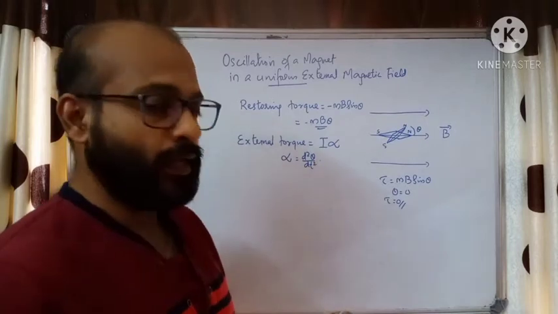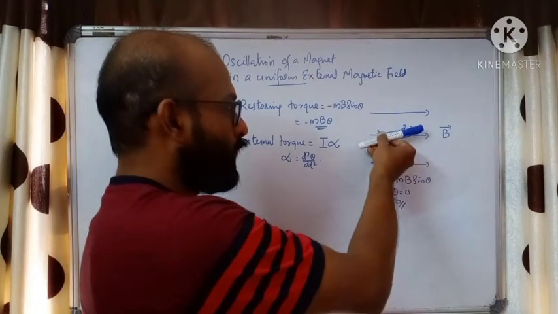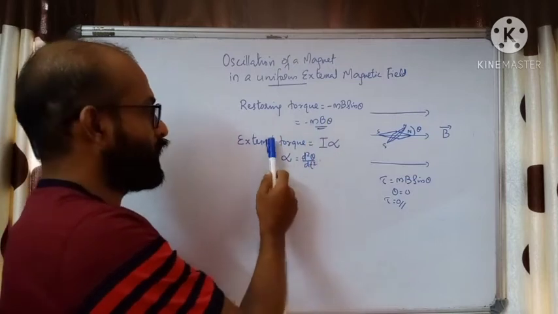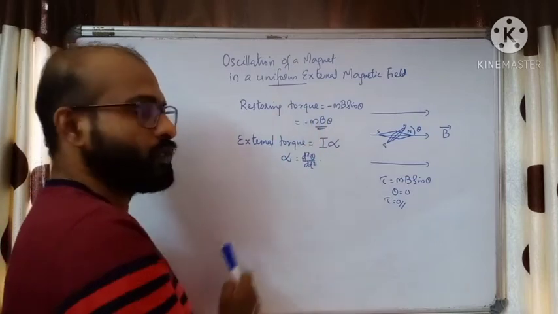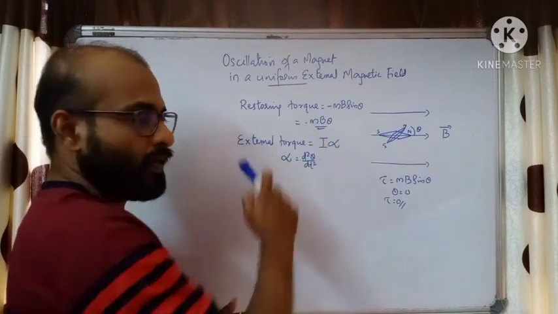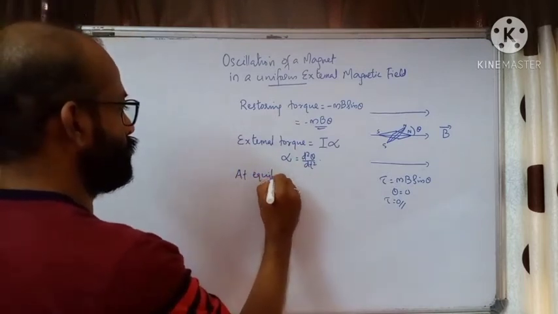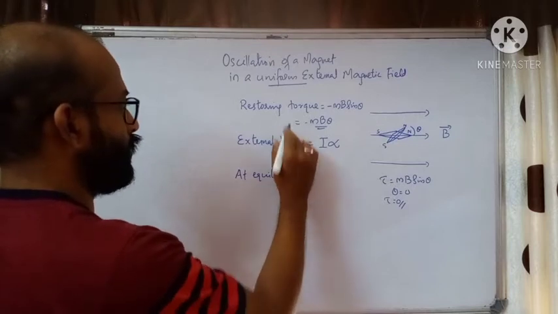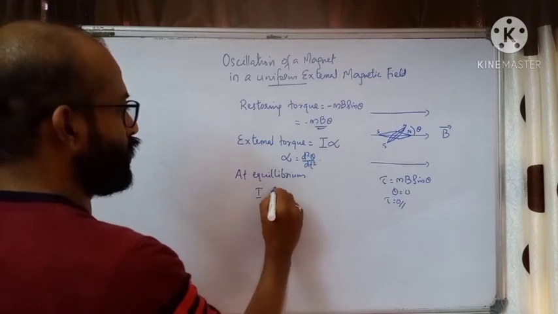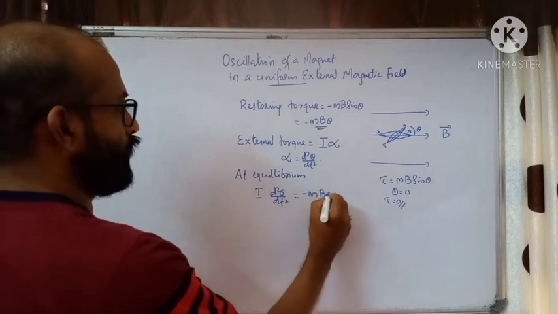Now we have exerted an external torque. At this position, we can say both are balanced. The external torque will be equal and opposite to the restoring torque, so to indicate the opposite nature, we have put a minus sign here. Now at equilibrium, we have the equation I alpha, that is I into d square theta by dt square, is equal to minus mB theta.